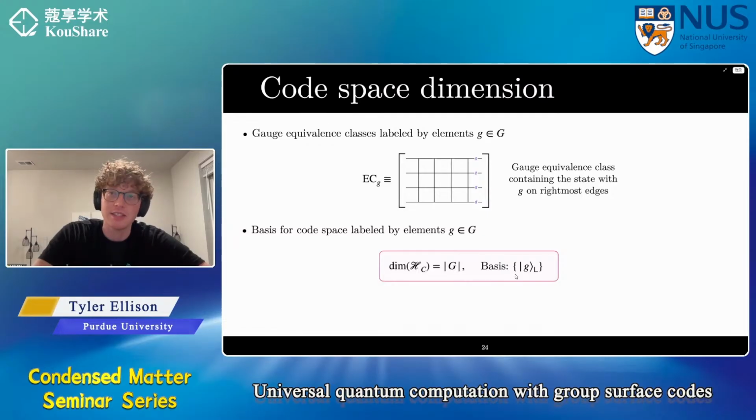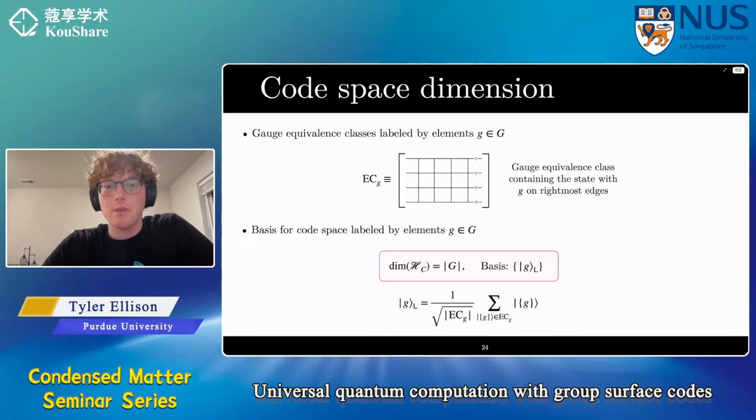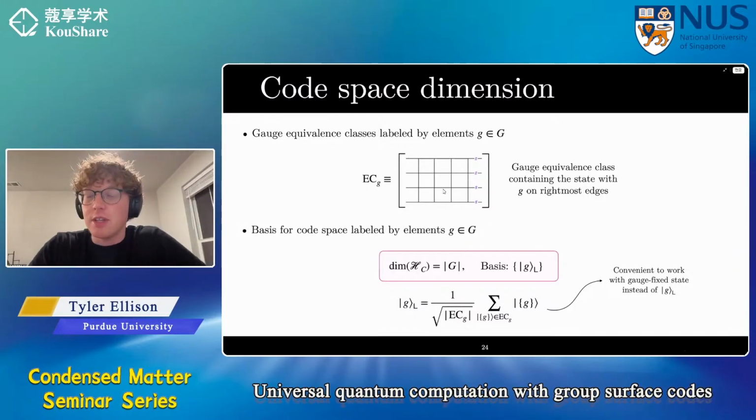We'll label the basis states by the elements of G, and I'll put a subscript L here to remember that they're the logical states. So what this state is explicitly is a sum over flux-free states in the gauge equivalence class labeled by G. And moving forward, it'll be convenient to work with the gauge fixed states as opposed to this superposition. So we'll just look at this nice representative state where all the group elements are on the right.